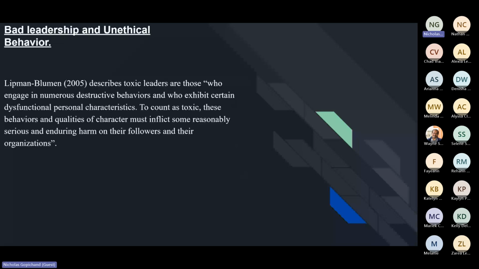Lipman-Blumen, 2005, here would have described toxic leadership as those who engage in numerous destructive behaviors and who exhibit certain dysfunctional personal characteristics. To count as toxic, these behaviors and qualities of character must inflict some reasonably serious and enduring harm on the followers of the organization. So before we go to the next slide, does anyone know of any toxic leadership behaviors?